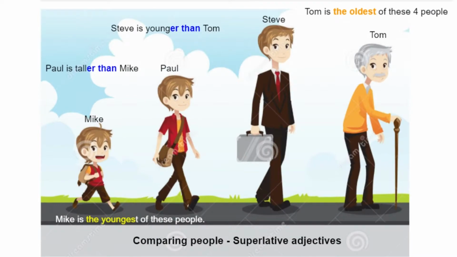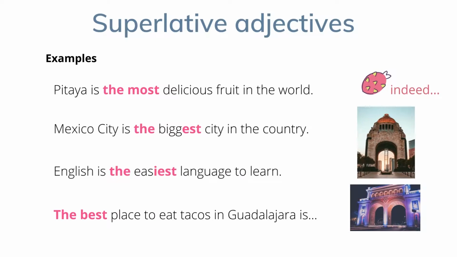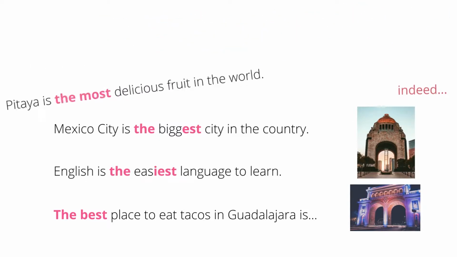For the superlative form, we have the following examples. Pitaya is the most delicious fruit in the world. Mexico City is the biggest city in the country. English is the easiest language to learn. The best place to eat tacos in Guadalajara is.